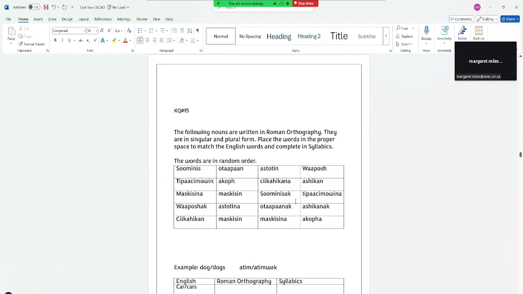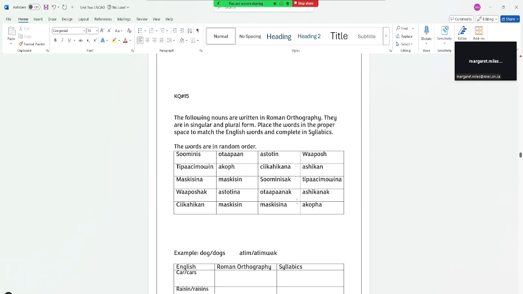Key question 15. The following nouns are written in Roman writing. They are in singular and plural form. Place the words in the proper space to match the English words and complete in syllabics. So the first one, and the words are in random order. So the first one is sominis, and these are in Ininiimowin. Sominis is the first one.